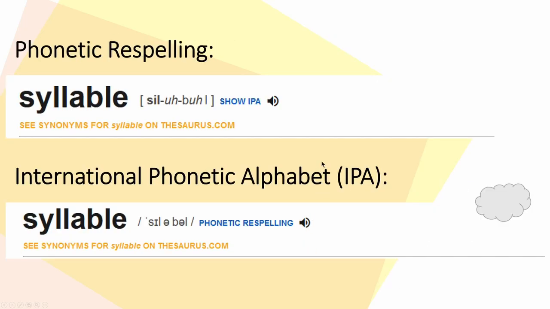Okay, so we've got two different ways that we can look at the pronunciation. So the first one is up here, and it is the phonetic respelling. And that's what we were looking at before. And we're basically just taking the way that the word would be written if English was a simple language and it always followed the same pattern for writing, which it doesn't.